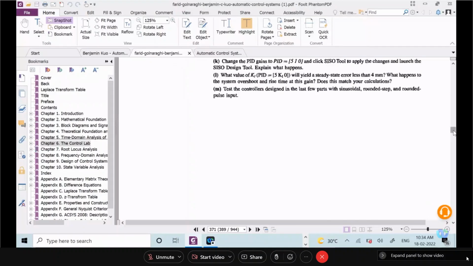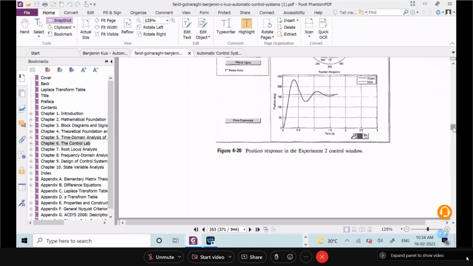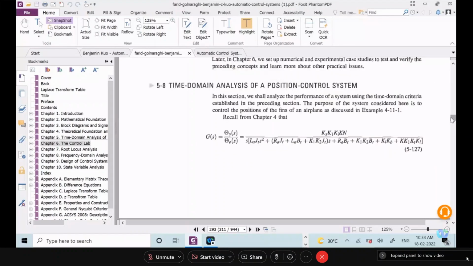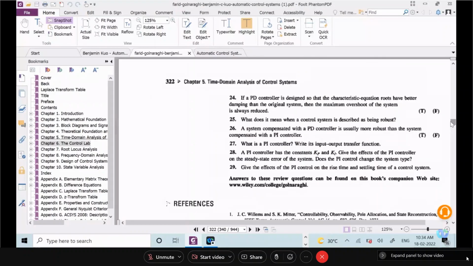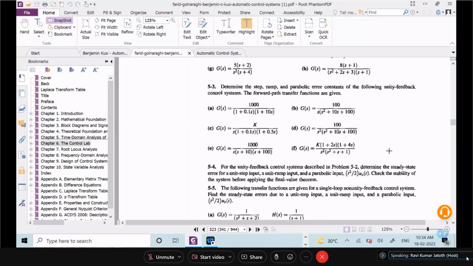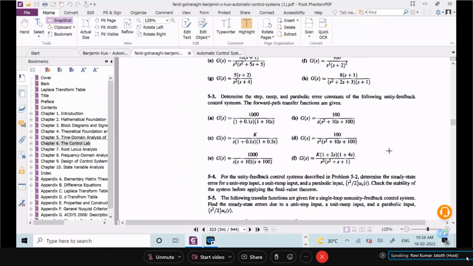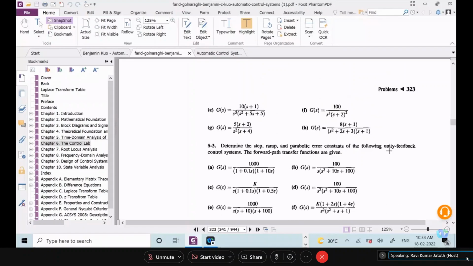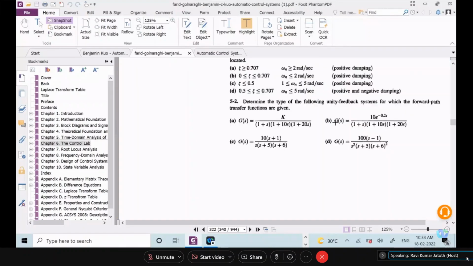So here, a few problems are there. You can start from this particular point, fifth unit. Determine the step, ramp input like that, and here a few examples are given. Can you see this 5-2B problem?